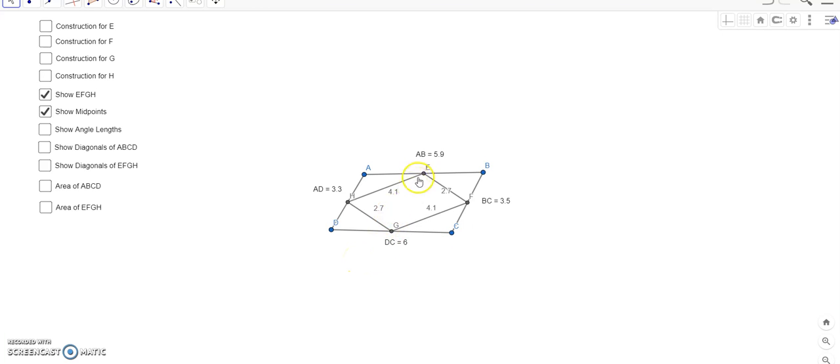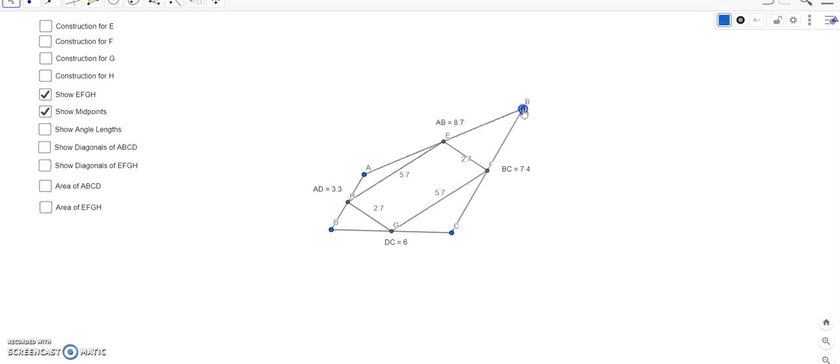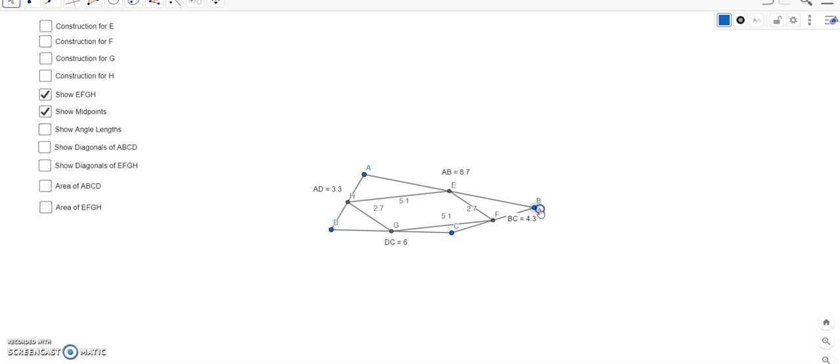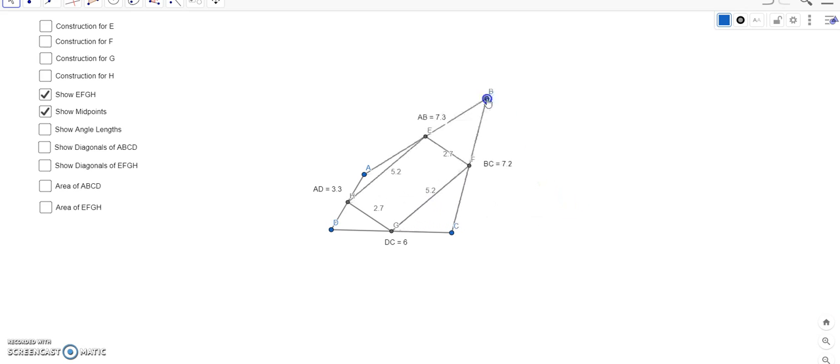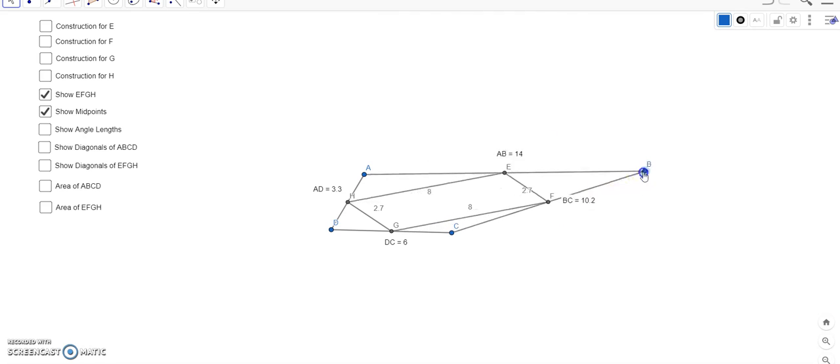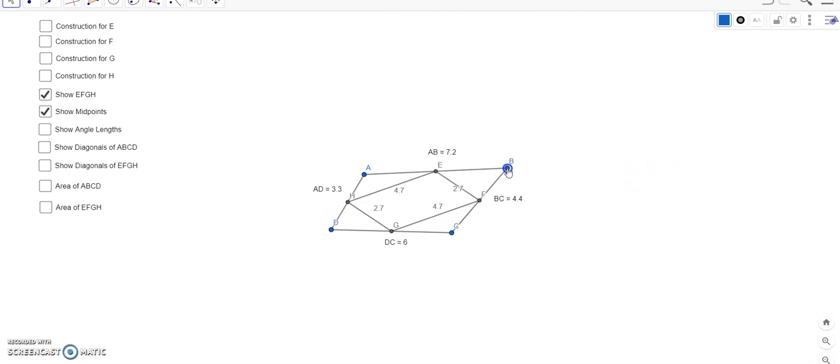If we look at E, F, G, H, we can automatically see that opposite side lengths of this quadrilateral are equal. We can prove this by moving the points of A, B, C, and D. If we do, you can see that EH and FG still stay the same no matter where you move this quadrilateral, or where you move this point B.